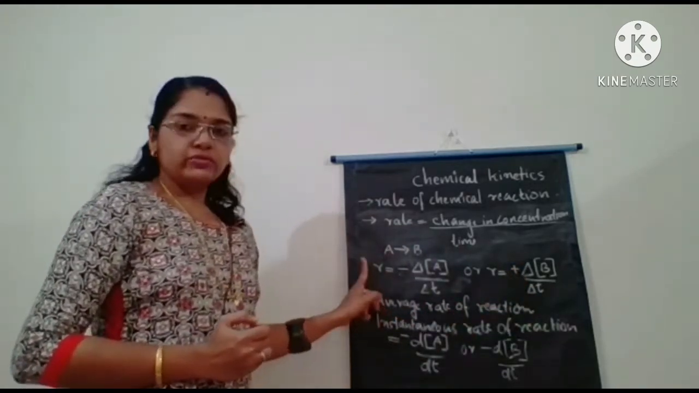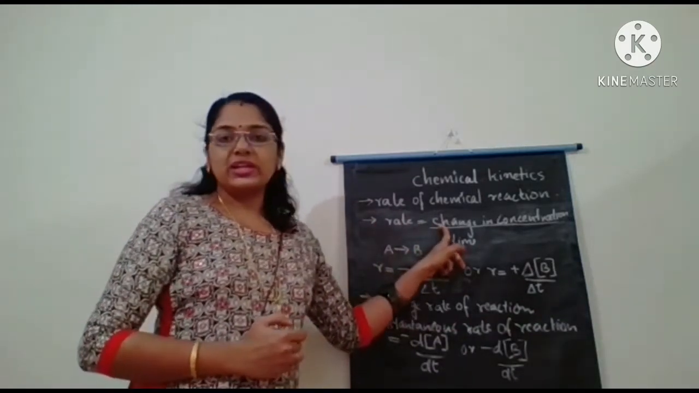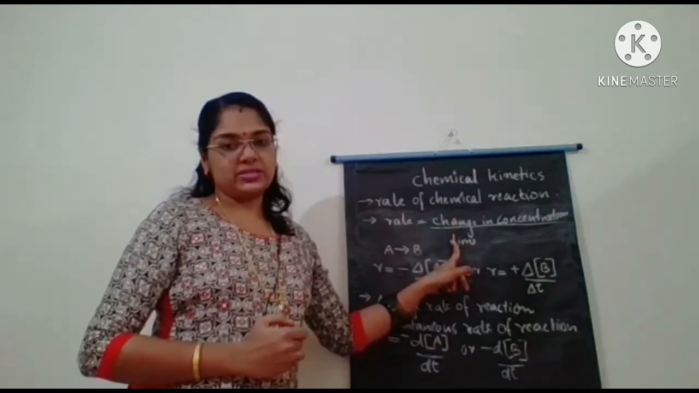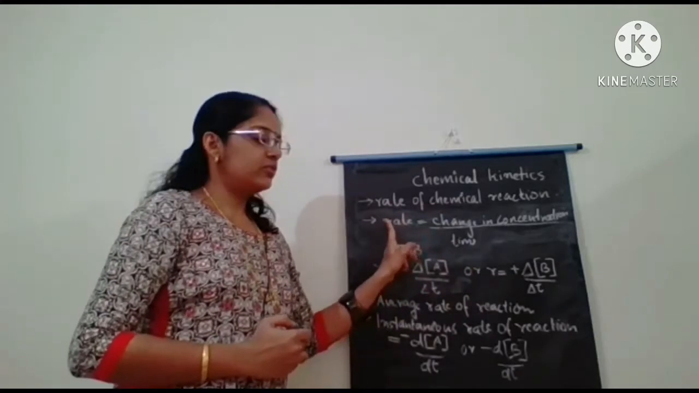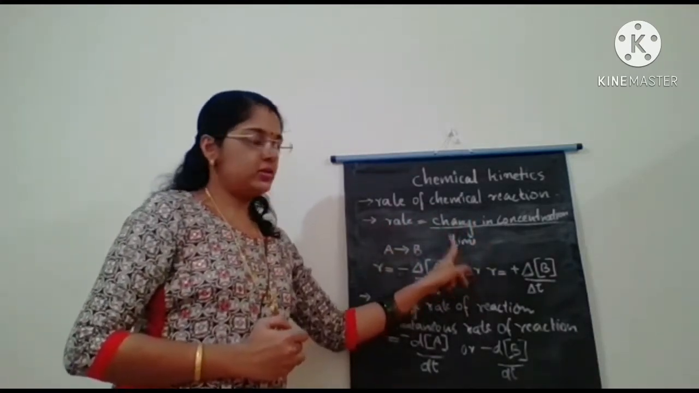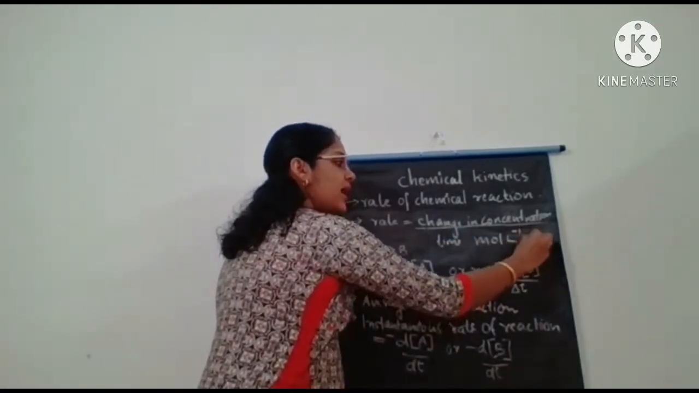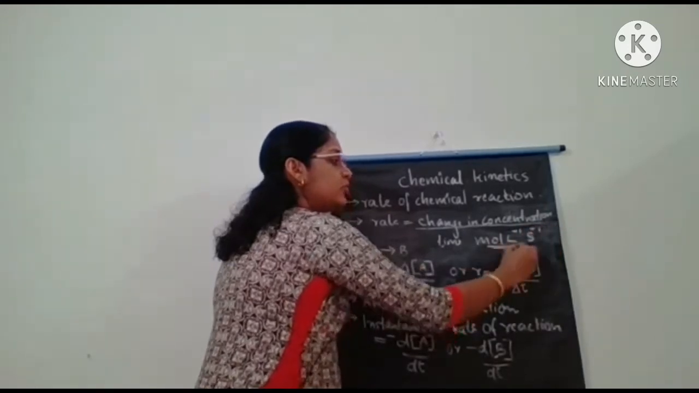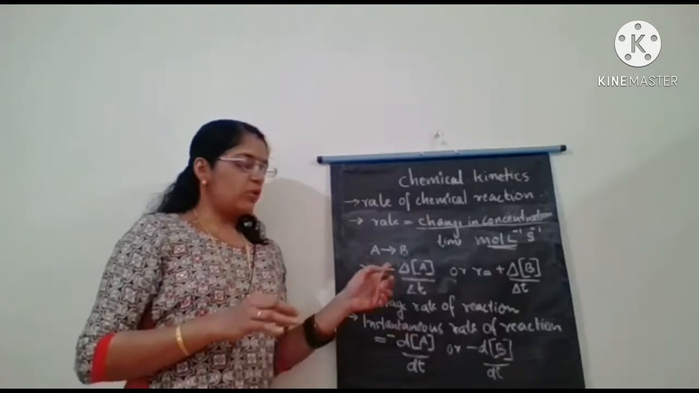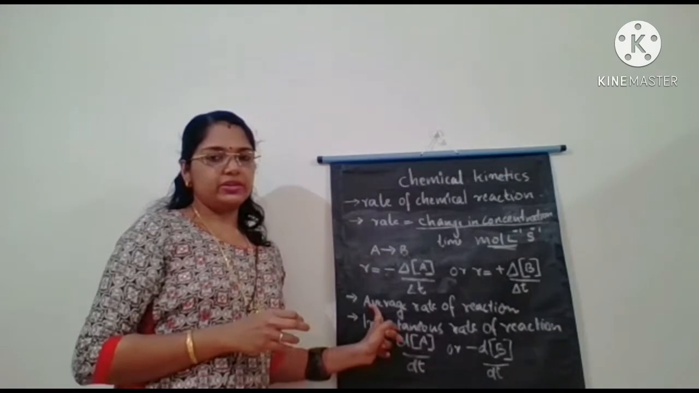Again, coming to the unit of the rate of a chemical reaction, we know that concentration is usually expressed in terms of mole per liter, that is mole liter inverse, and time is expressed in seconds. So, the unit of rate of chemical reactions will be mole liter inverse per second, that is mole liter inverse second inverse. This way of expressing the rate of chemical reactions is termed the average rate of chemical reactions.